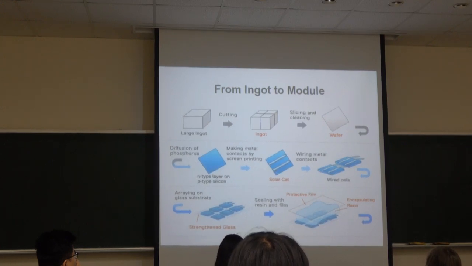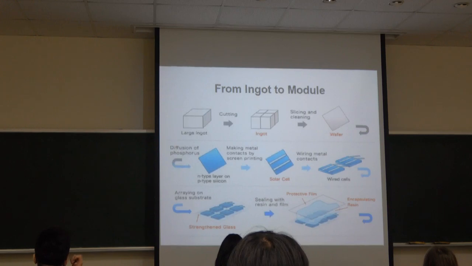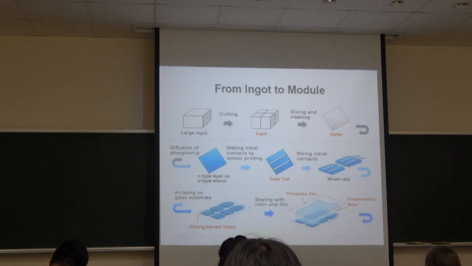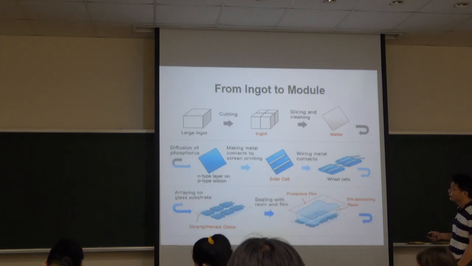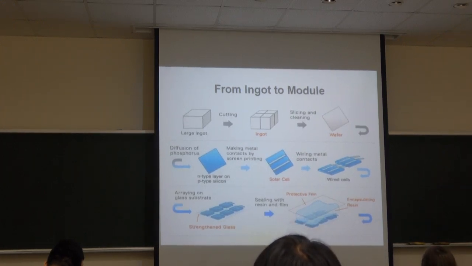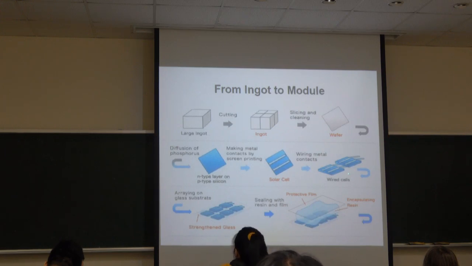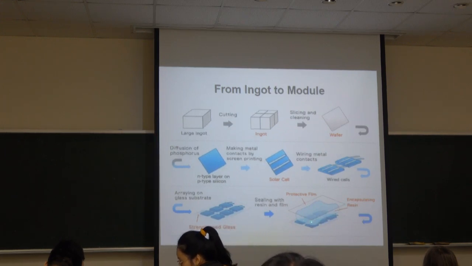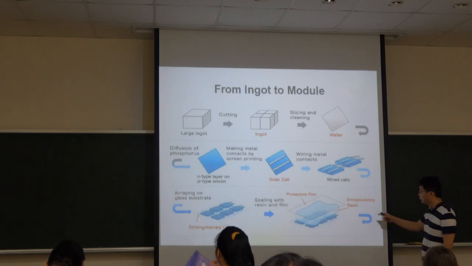This is the solar cell that we already showed you in some previous slides, from the ingot to the module. For example, with polycrystalline silicon, you cut the ingot into bricks, and then you cut into wafers, slice by slice. And then diffusion, and then screen printing to make the wiring metal contact, the current collector. And then you encapsulate.